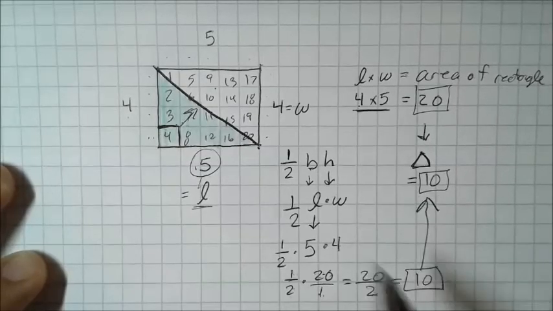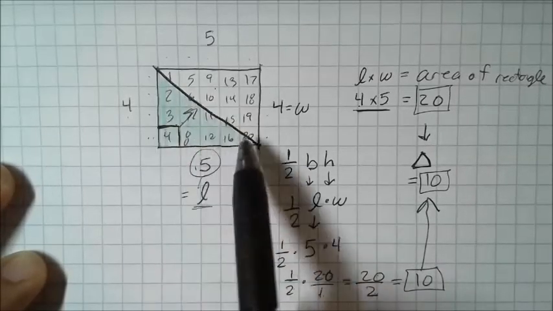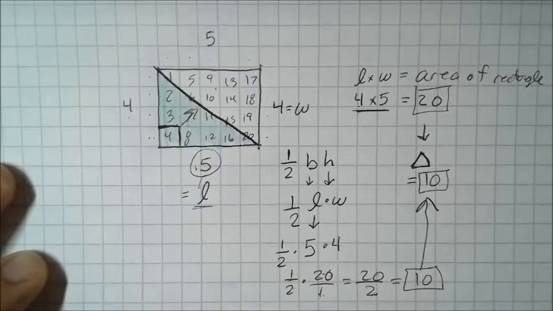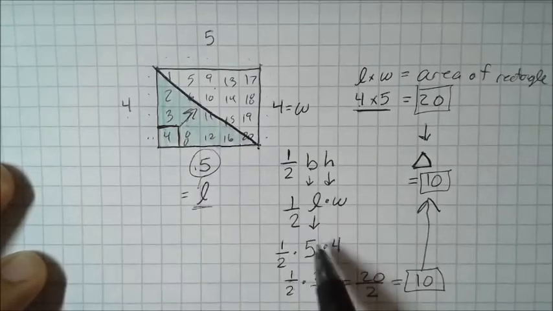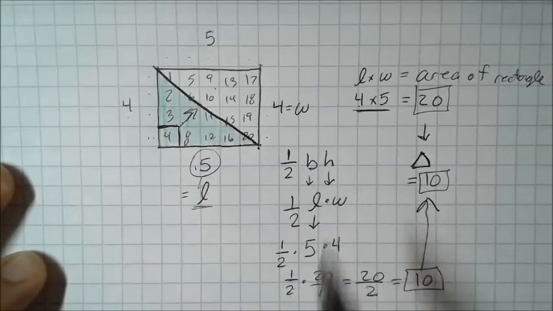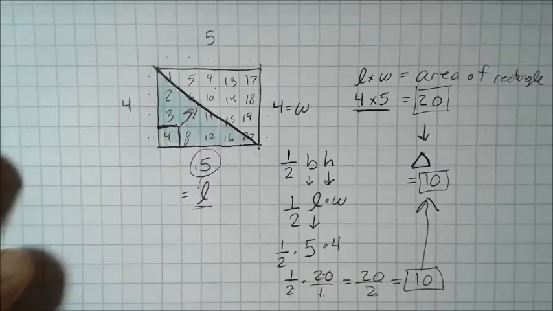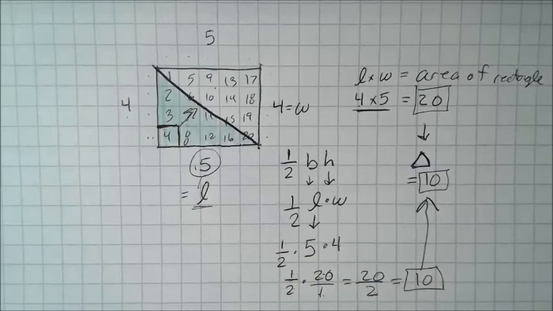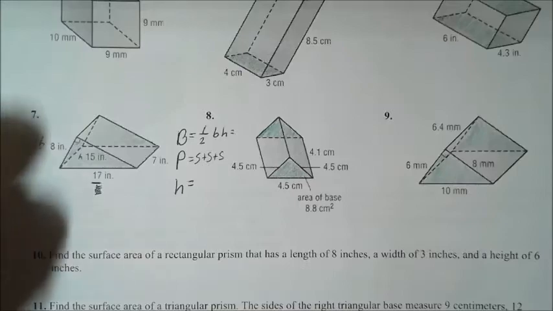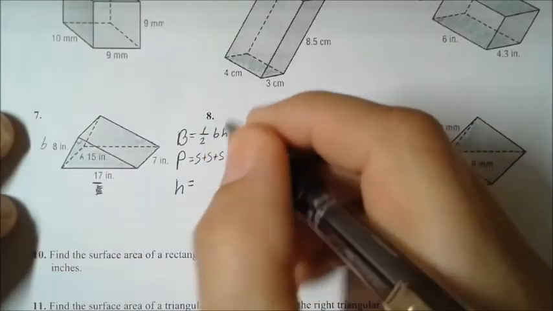And why is it that? Because 1/2 of any rectangle gives us a triangle. So 1/2 the length times the width, or 1/2 times the base times the height of a triangle, is going to give us the area of that triangle. So hopefully this helps clarify that, and let's go back now to the 3D figure and go ahead and finish getting its surface area.